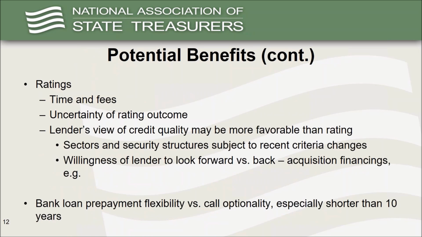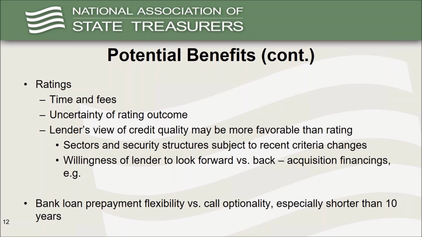Let's turn to the next page. Another aspect of the bank loan route is that you don't need to get ratings and you save the time and cost involved in that. Sometimes banks will ask for a rating affirmation, but you can typically negotiate that down to just a confirmation that the rating is still, on the rating agency's website, the rating that it is. Another aspect of ratings is that if you're dealing with a new security structure that you haven't offered before, you may face a fair amount of uncertainty on the rating outcome, and it just may be more expedient to negotiate directly with the bank about the risk as opposed to the rating.